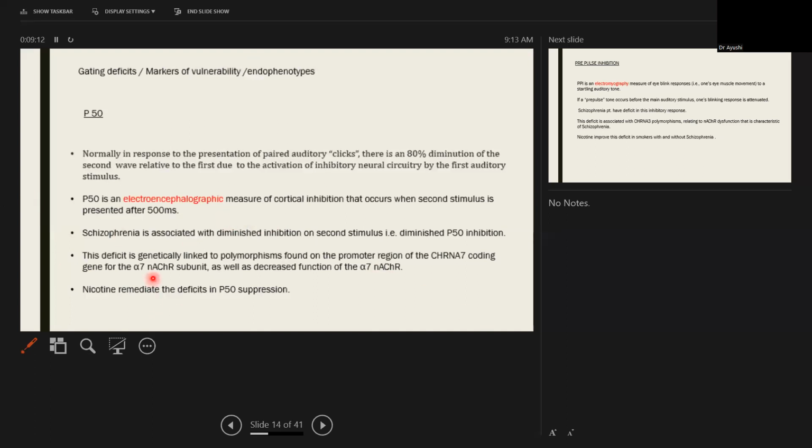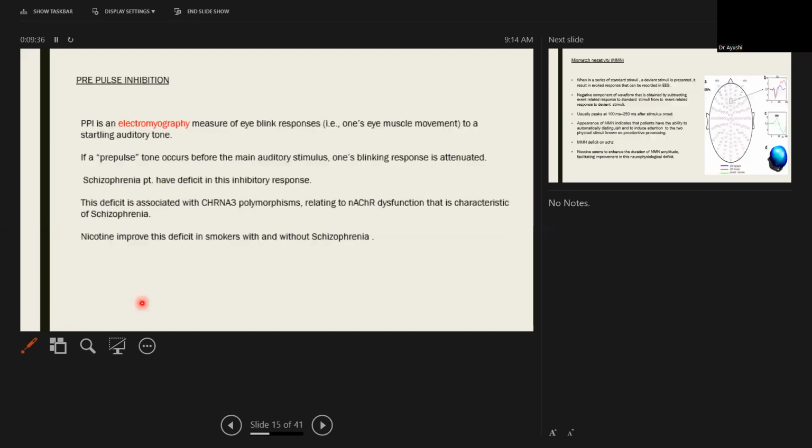This deficit is genetically linked to a polymorphism found in the promoter region of CHRNA7, the gene coding for the alpha-7 nicotinic subunit, as well as decreased functioning of alpha-7 nicotinic acetylcholine receptors. It was seen that when nicotine was given, this deficit was corrected, and nicotine remediated the deficits of P50 suppression.